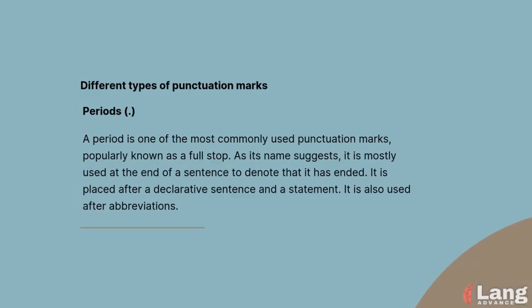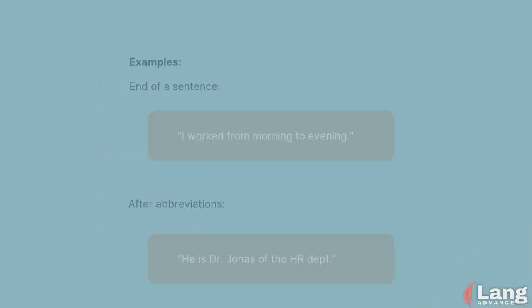Different types of punctuation marks. Periods. A period is one of the most commonly used punctuation marks, popularly known as a full stop. As its name suggests, it is mostly used at the end of a sentence to denote that it has ended. It is placed after a declarative sentence and a statement. It is also used after abbreviations.